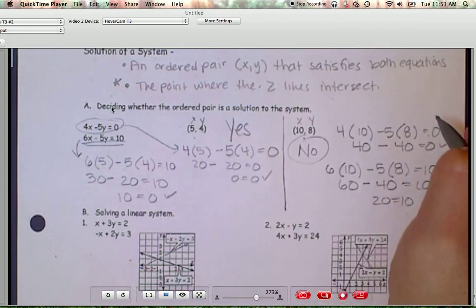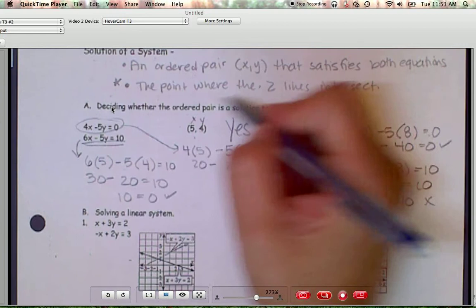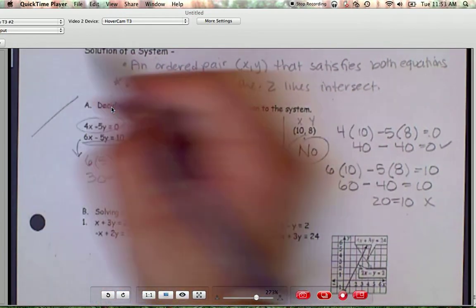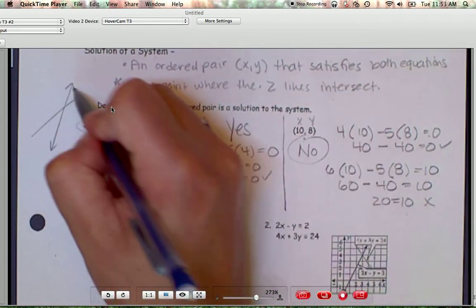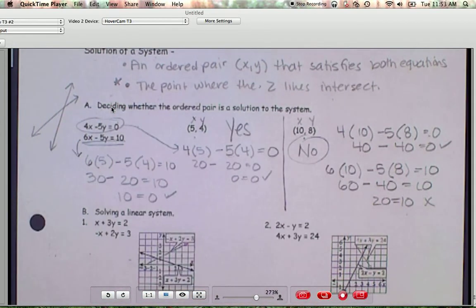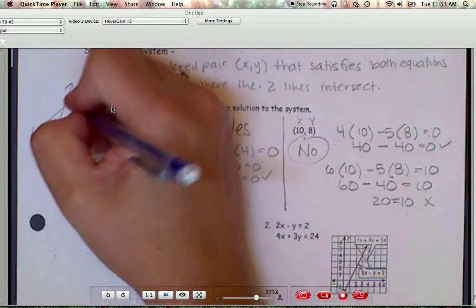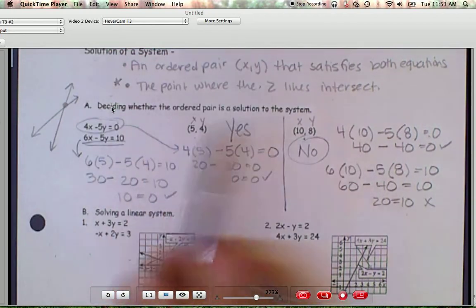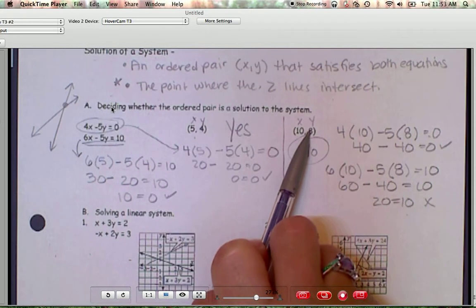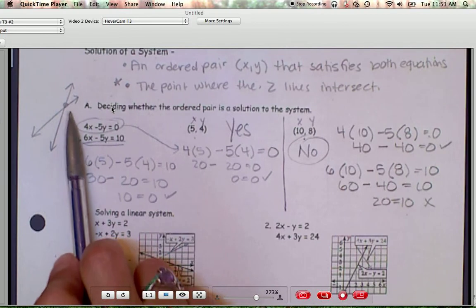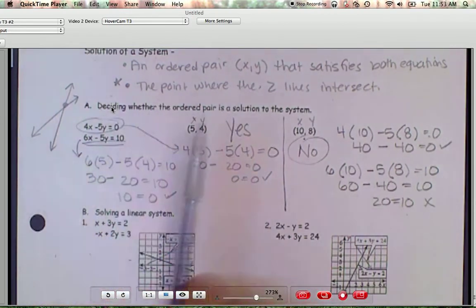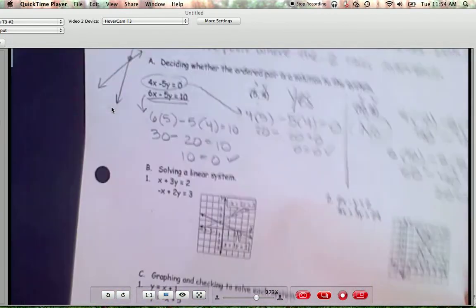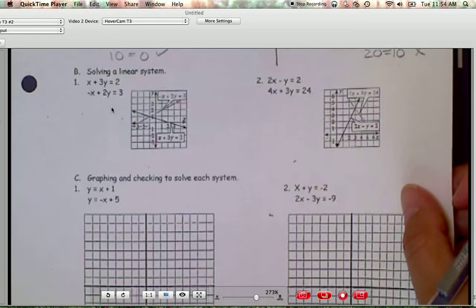Now let's imagine, if we graph these two lines, how many possible places can they intersect? That's a good question. We're thinking in our mind that they could probably only intersect in one place. So if this point works, then how could this point work? But there are other ways that two lines can intersect. So you think about that, okay, as we move on to the next set of problems here.